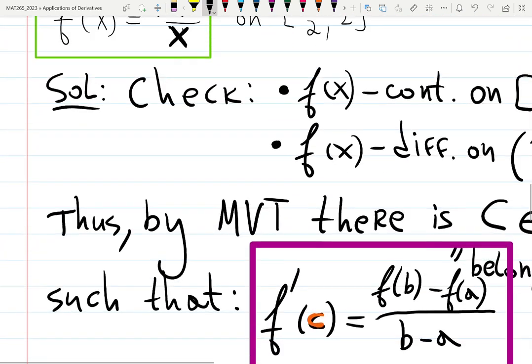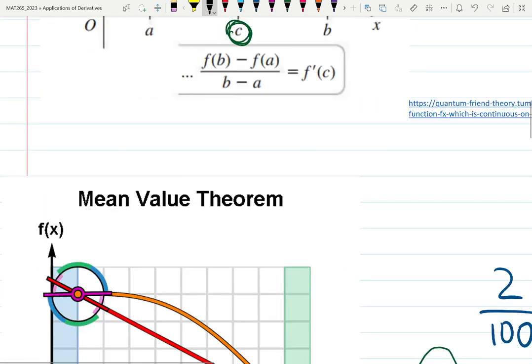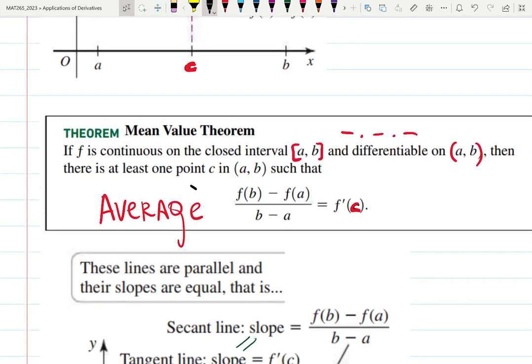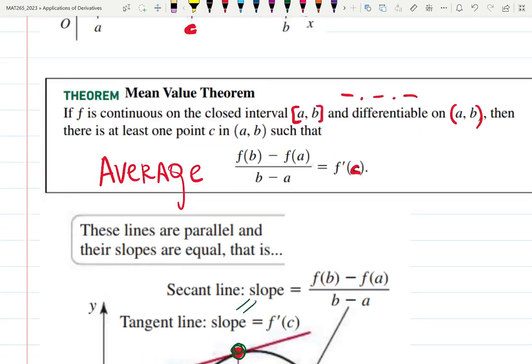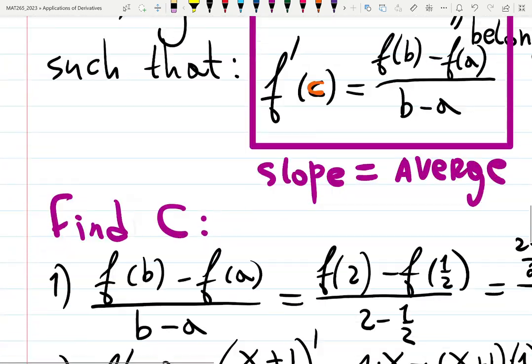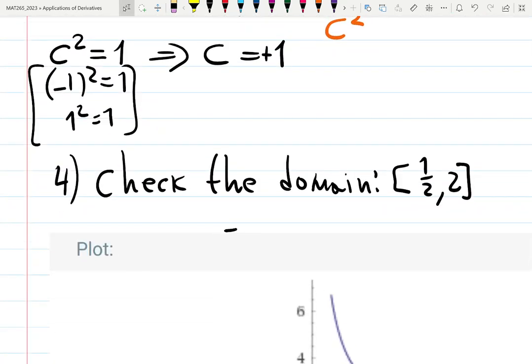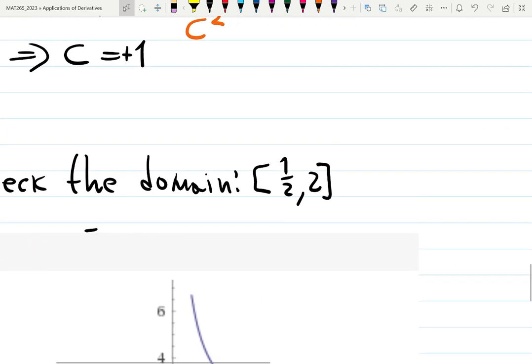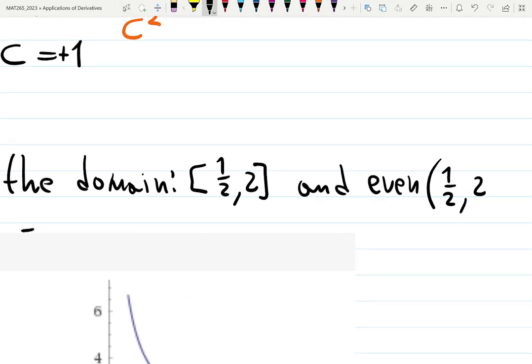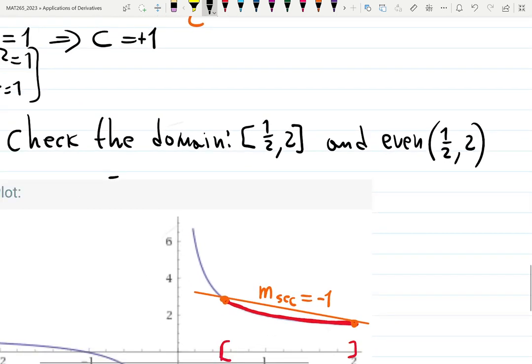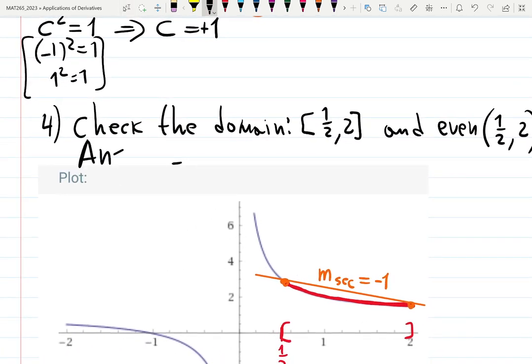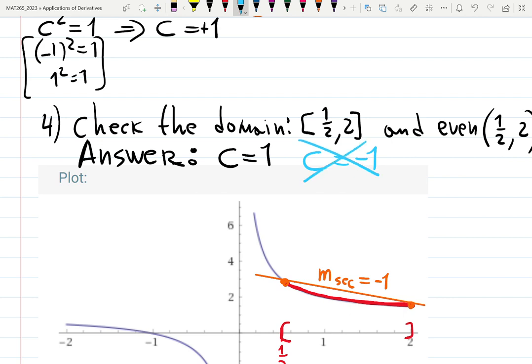This whole theorem says, let's go back, here it is, that C has to be on this open interval A and B. So we cannot even include endpoints, right? So we have to check if we got extras. Kick out the extras. It is an open parenthesis, so you cannot include the endpoints by the definition. So yeah, we have to kick out -1. Answer: C equals 1, and C equals -1 got kicked out because of the domain.